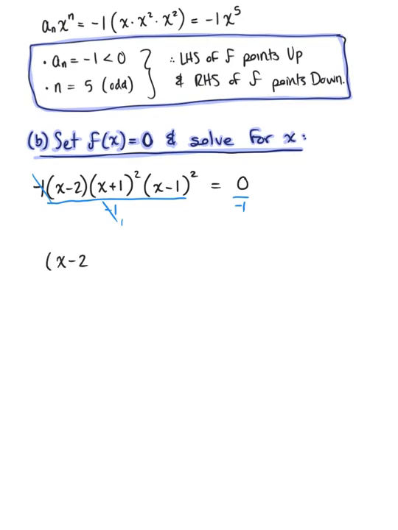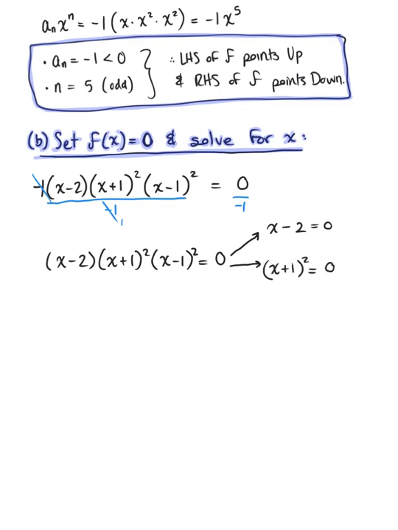We have x minus 2 multiplied by x plus 1 squared multiplied by x minus 1 squared is equal to 0. We can now think about each one of these binomials separately. So we have the case where x minus 2 is equal to 0. We have the case where x plus 1 squared is equal to 0. And then last but not least, we have the case where x minus 1 squared is equal to 0. So here we go, solving each case.